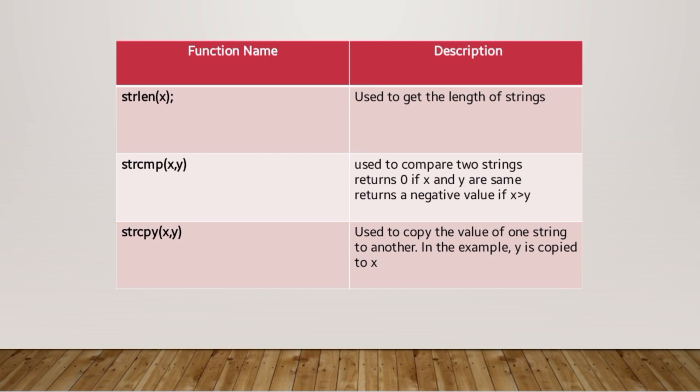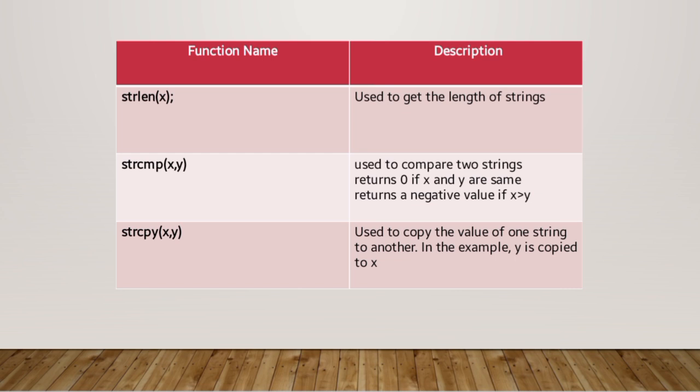So the next function is the string copy, strcpy. Here it also takes two parameters, x and y. What it does is that it picks the value of the second variable. Here, my second variable is y. So it picks the value you have assigned to y and then stores it, or replaces the value of x with the value y has.